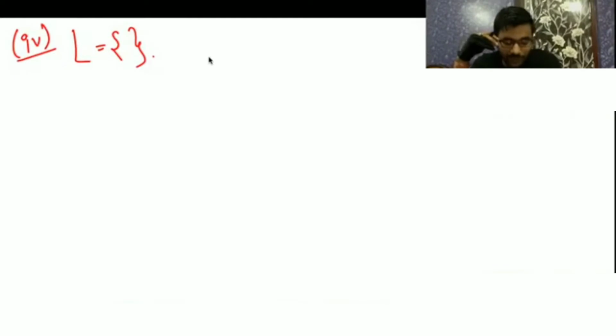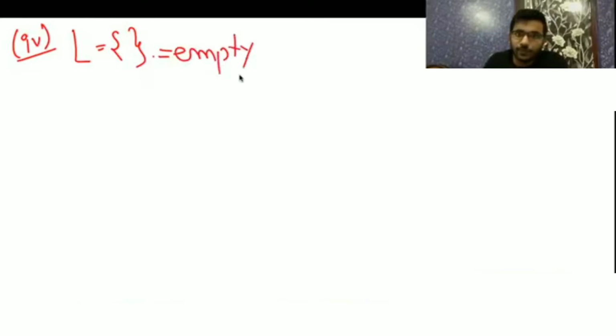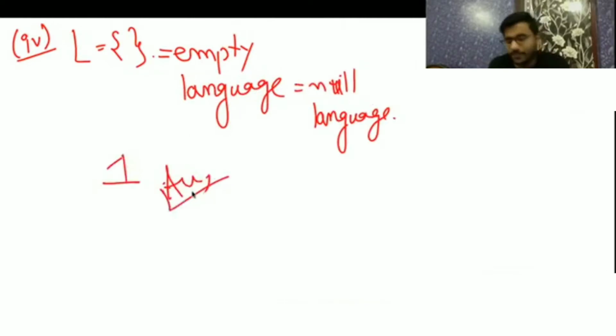Let's see, tell me, what will be the minimum pumping length for the empty language? For empty language, what is going to be the minimum pumping length? Empty language is even called as null language. 1 is the answer. Why?